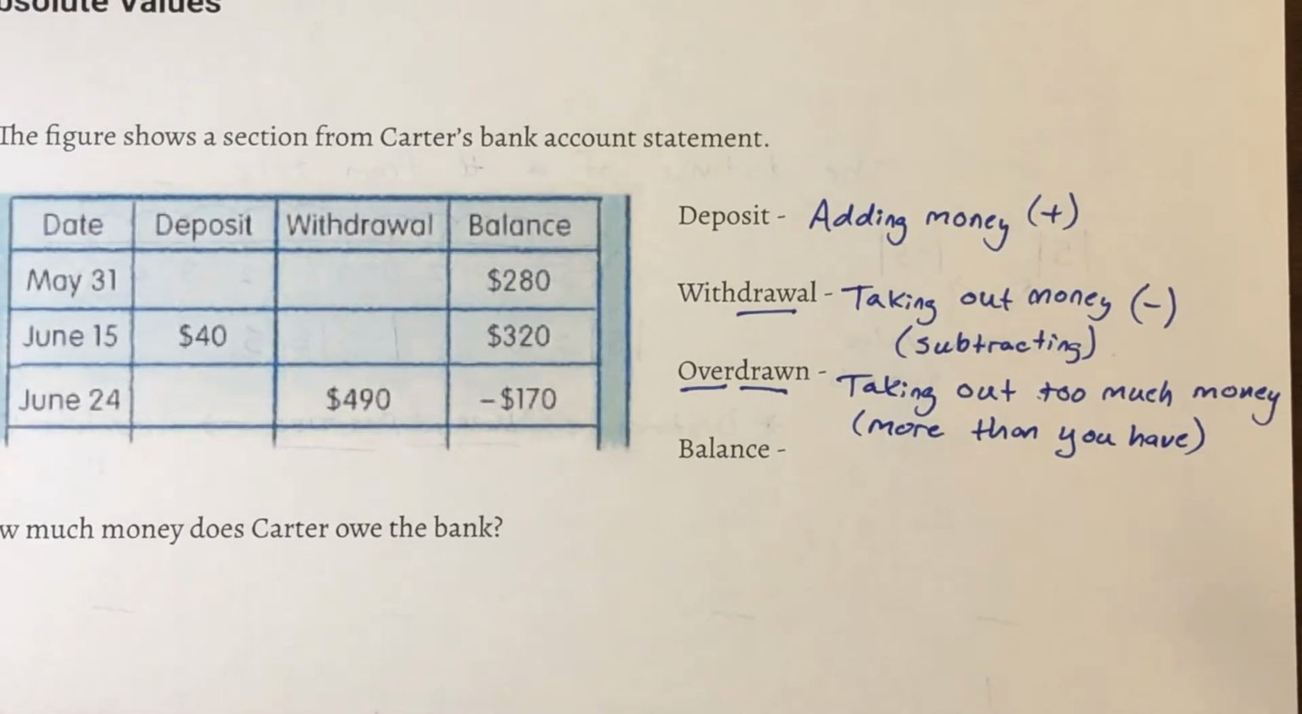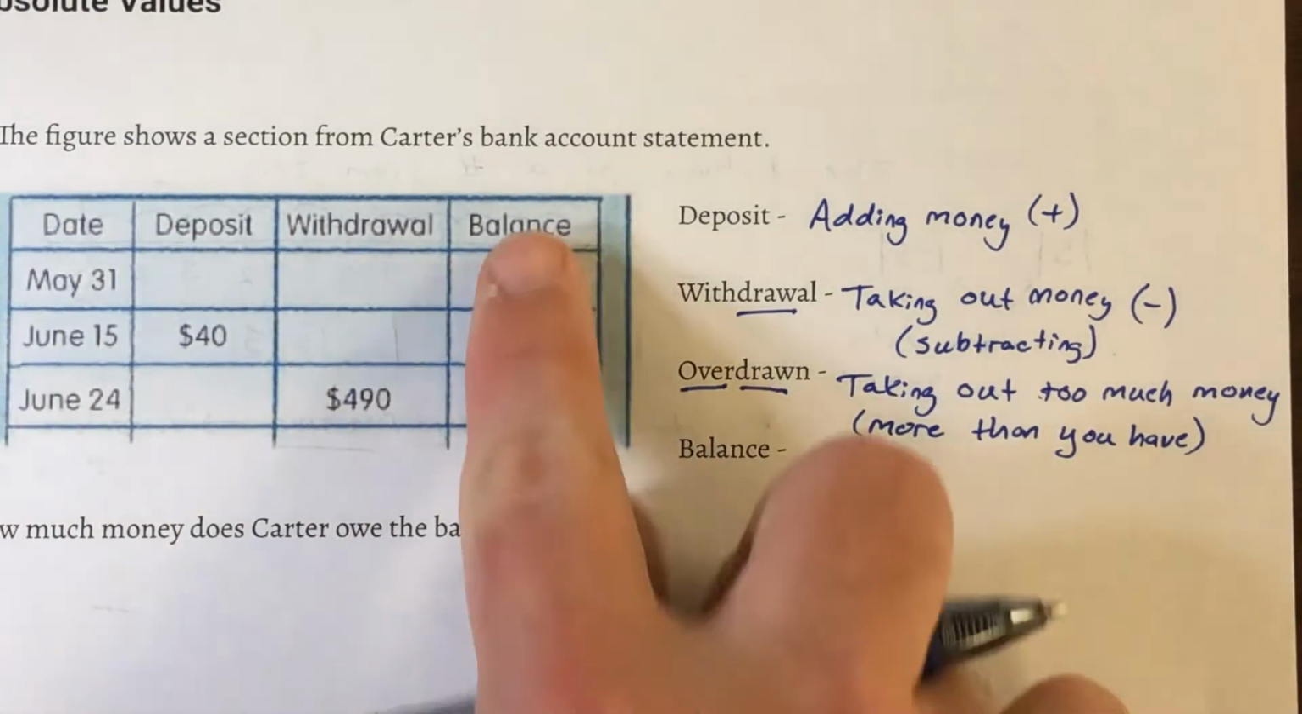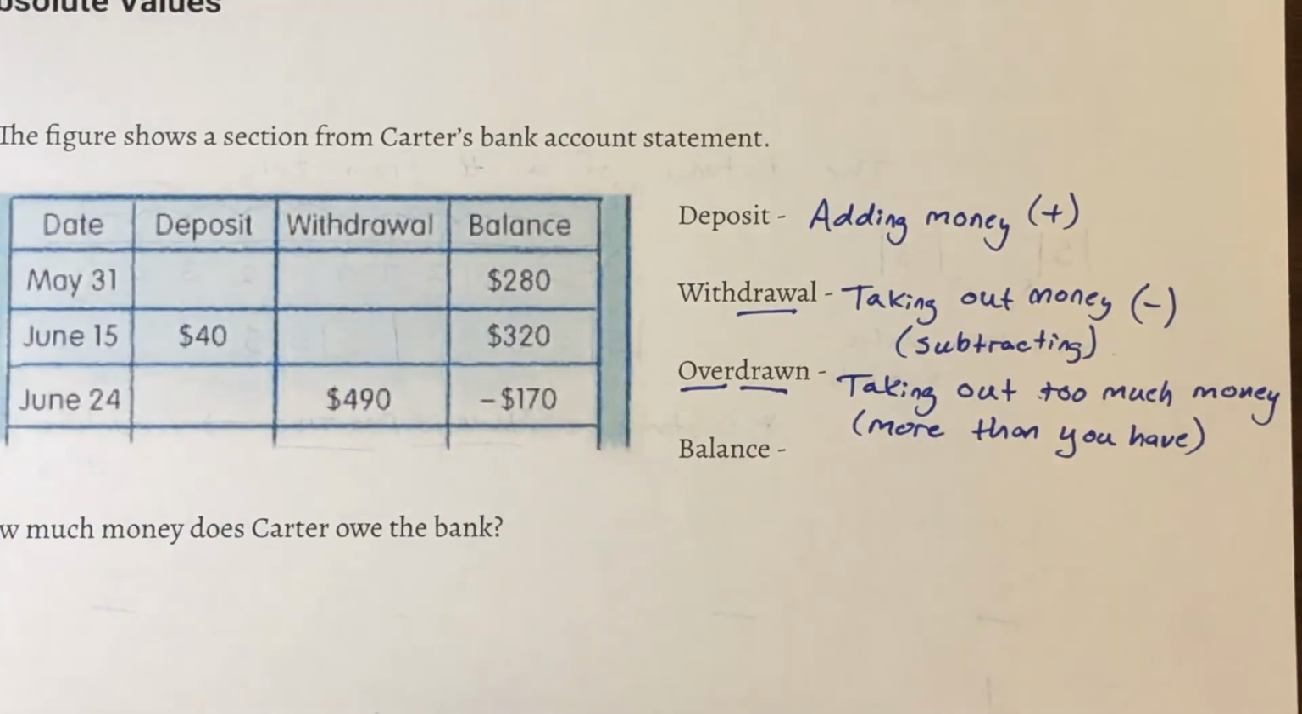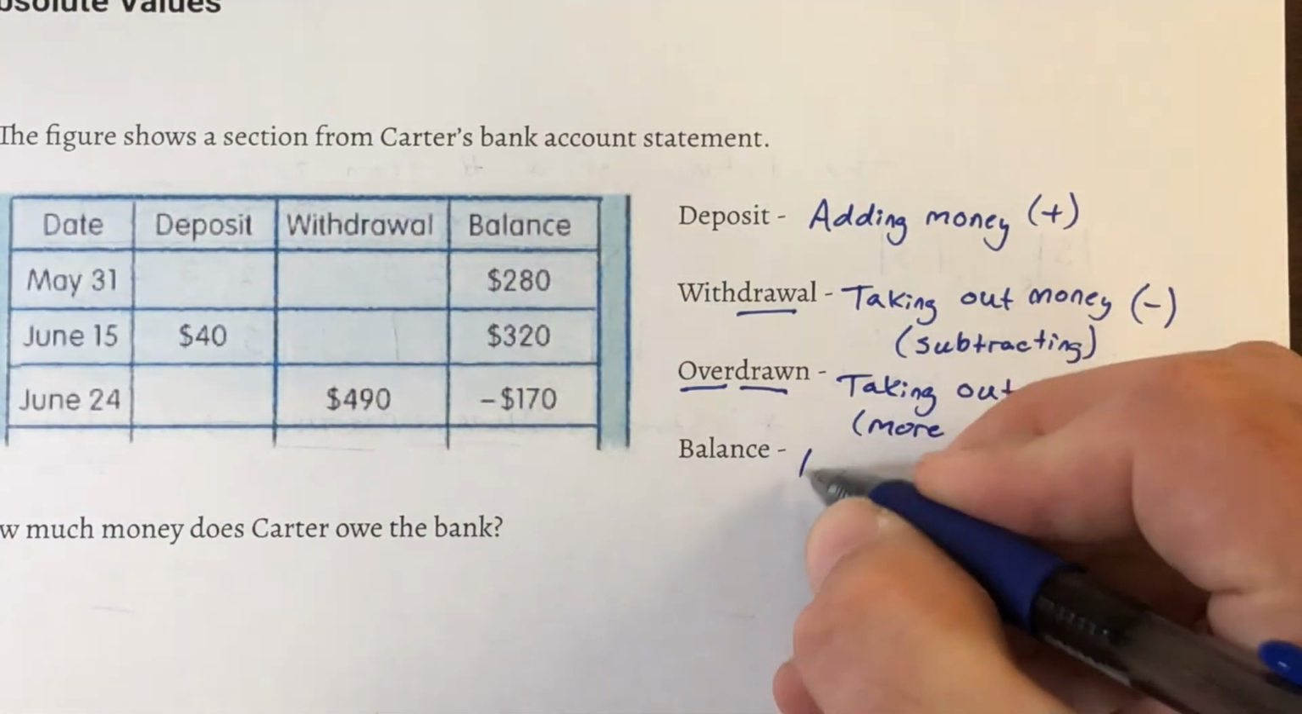And what happens when you take out more money than you have from the bank? Well, the bank wants their money back, and then they're going to charge you extra because you took their money and you took more than you should have. Okay, last term, balance. Balance is simply how much money you have.